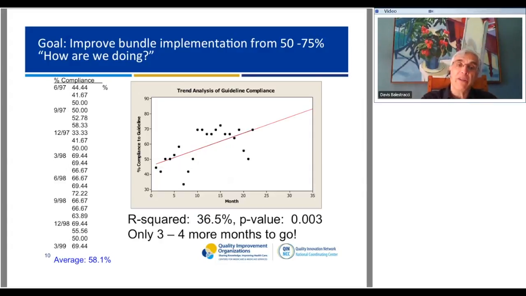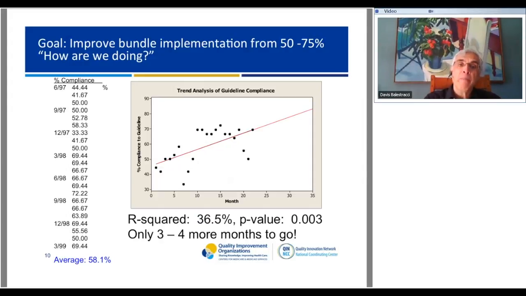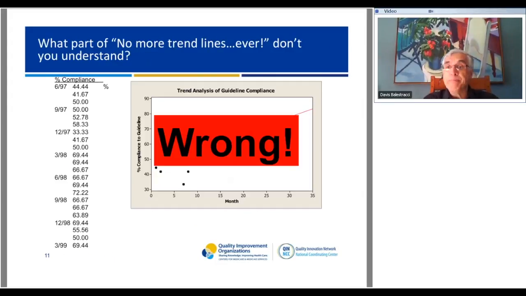Well, let's take a look. Look at this. And it looks like in about 3 or 4 more months, she's going to make her goal. And you have things like an R squared. You have that wonderfully significant p-value. And it's wrong. And I'll show you why.